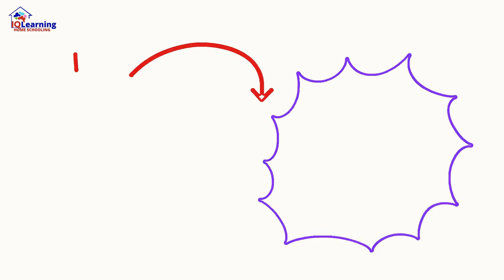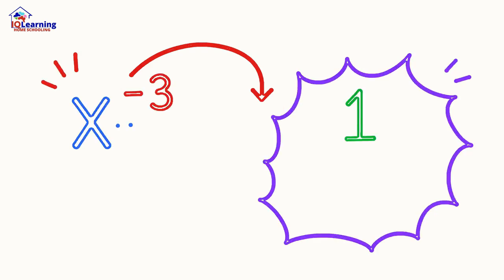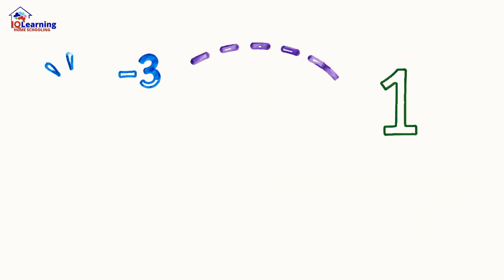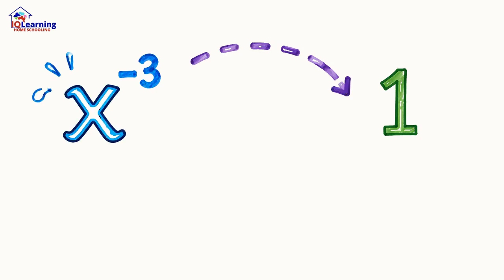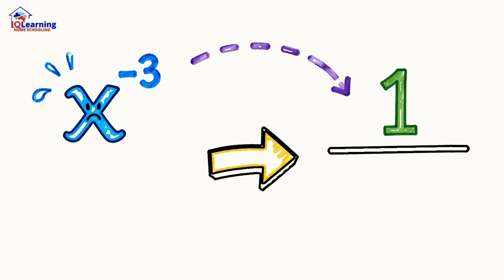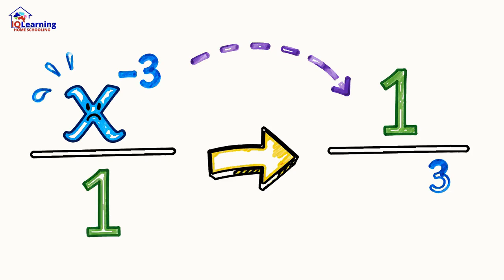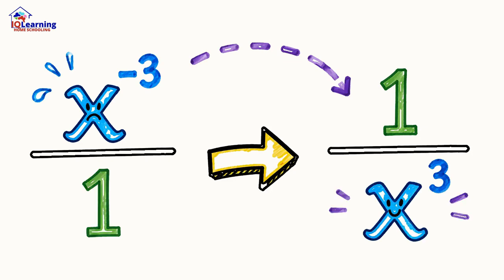Now, let's talk about negative indices. They look intimidating, but they're just a signal to move something. A variable with a negative power in the numerator is unhappy. To make it positive, you just move it to the denominator. So x to the power of negative 3 becomes 1 over x cubed. It's a simple swap across the fraction line.